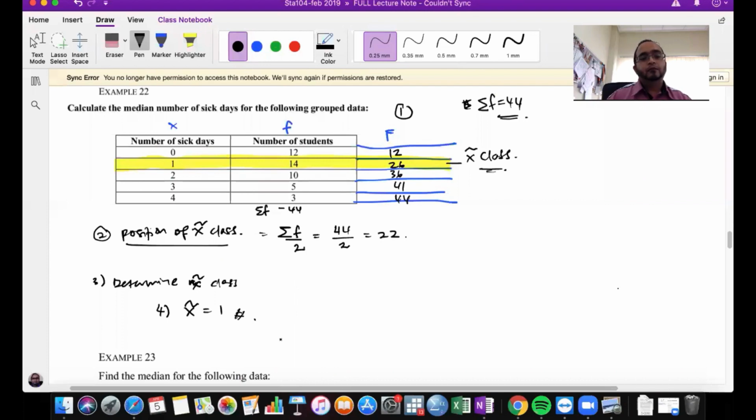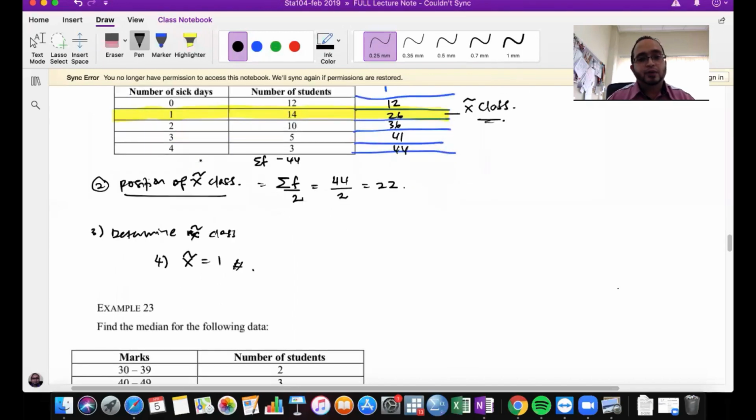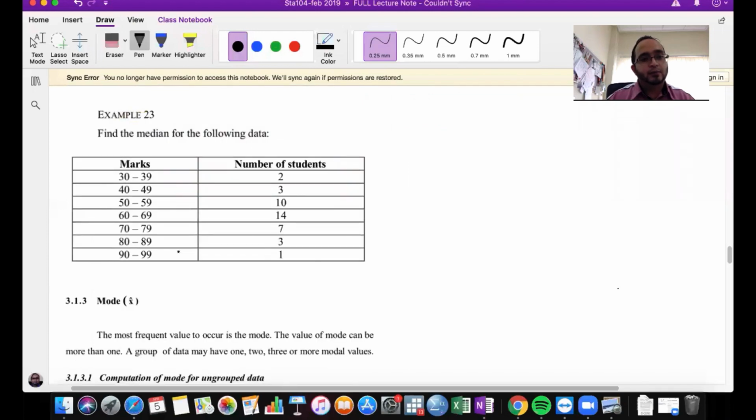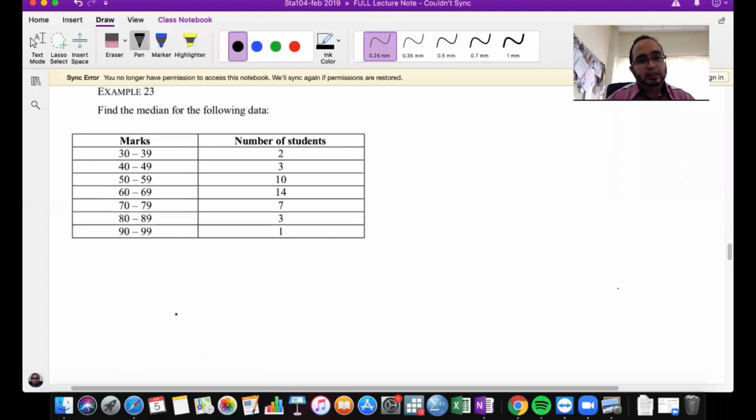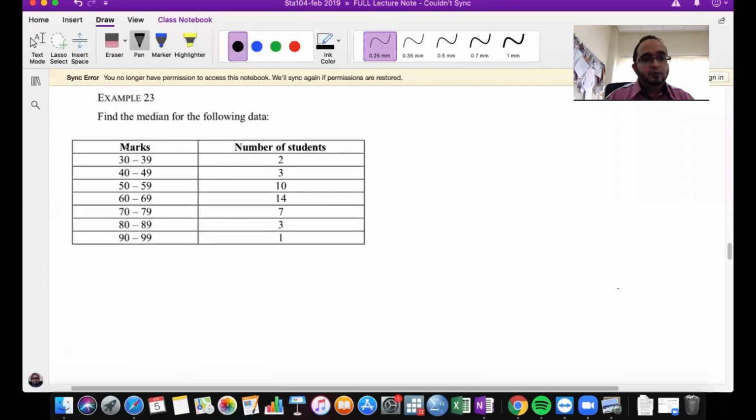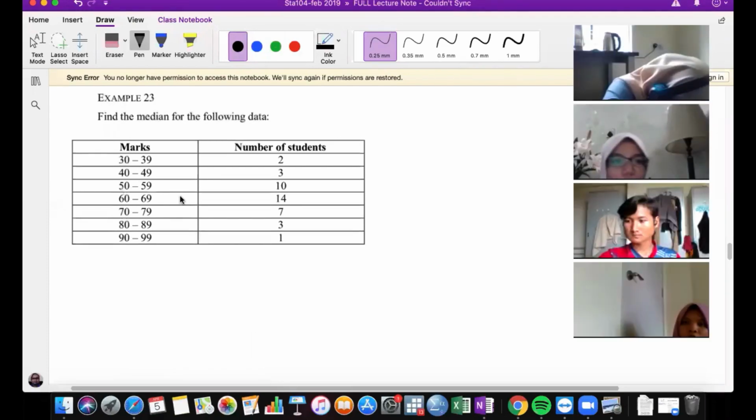So 50% of students take a number of sick days less than 1, and another 50% take a number of sick days more than 1. This is very simple because we don't have a class size. Now look at example number 23. In example number 23, by looking at this frequency table, we have a class size.